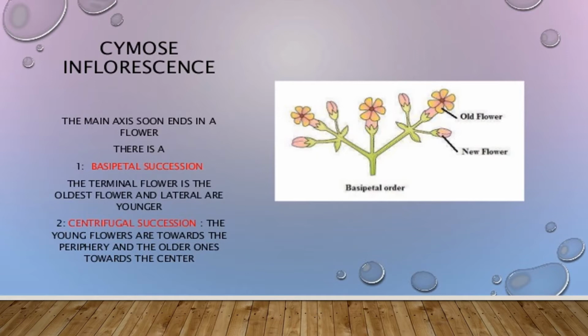There is a basipetalous succession. That means the terminal flower is the oldest flower and the laterals are younger ones. Or we may also call it centrifugal succession. The young flowers are towards the periphery and the older ones towards the center.